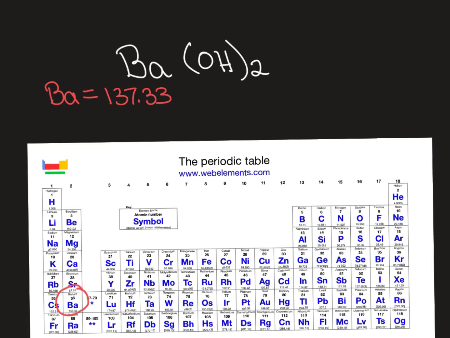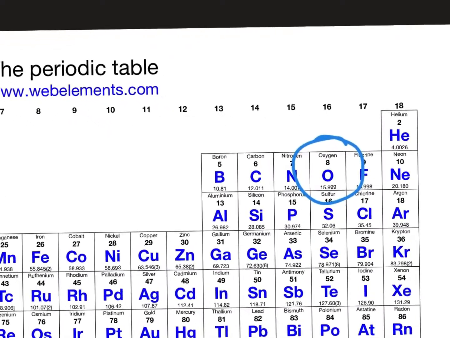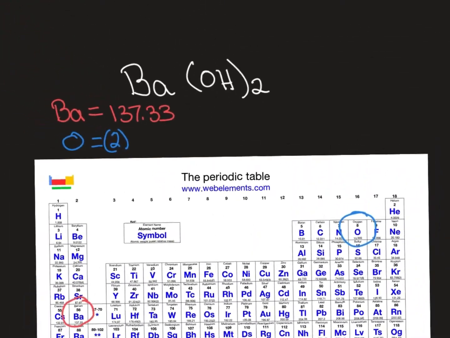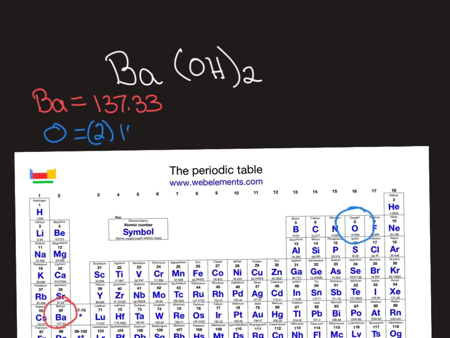All right, the next one we'll look at is oxygen. So oxygen has 2 atoms. So I'm just going to put that 2 in parentheses right there. And if I go to oxygen on the periodic table, we see that its atomic mass is 15.999. So I'm going to use 15.99. And then you put that in your calculator, 15.99 times 2. And you get 31.98.